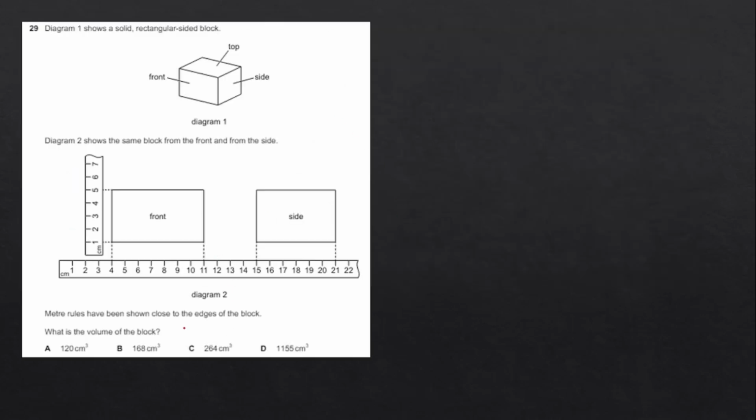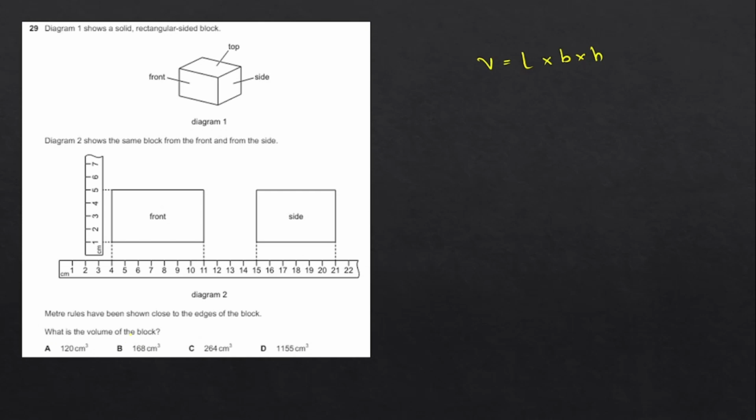Okay, let's look at question 29. Diagram 1 shows a solid rectangular sided block. Diagram 2 shows the same block from the front and from the side. Meter rules have been shown close to the edges of the block. What is the volume of the block? We have a cuboid with us, so the volume will be equal to length times breadth times height.